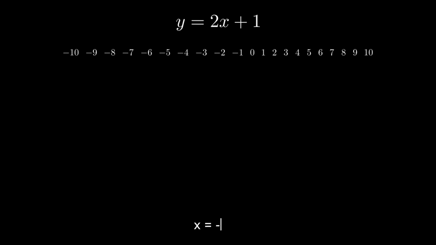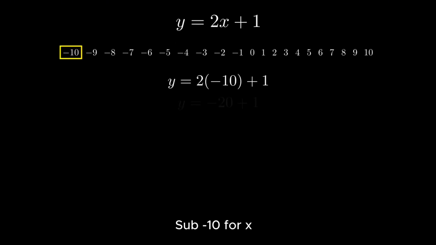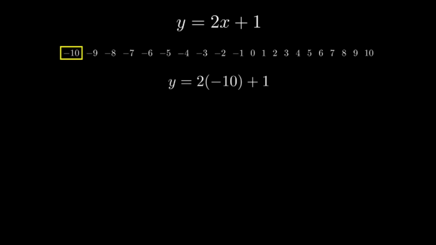Let's start with x equals -10. To find the corresponding value of y, we substitute -10 for x. This gives y equals 2 times -10 plus 1. Multiplying gives -20, and adding 1 gives -19. So when x is -10, y must be -19.